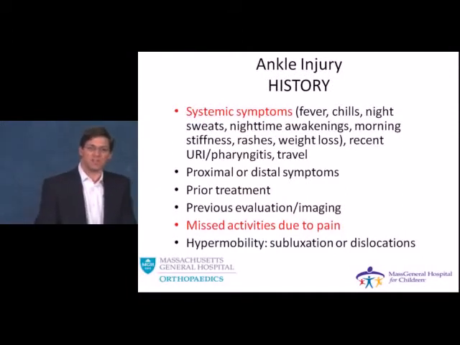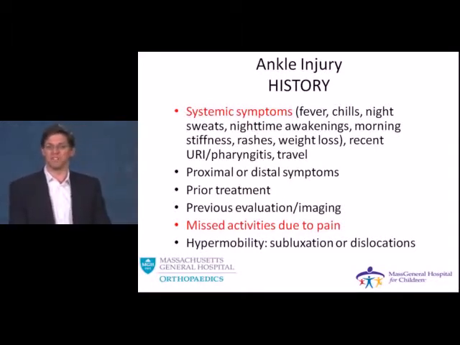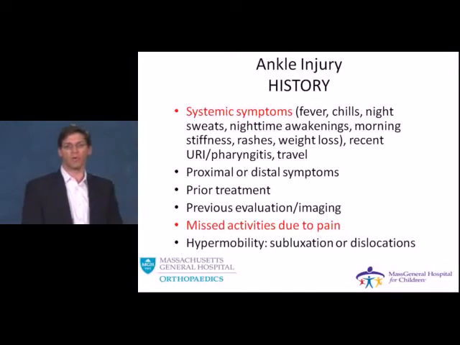In addition, if there is no obvious trauma or trigger, then you might want to delve into whether there are any systemic symptoms, including fevers, chills, night sweats, any nighttime awakenings, and then for rheumatologic, morning stiffness or rashes, or for oncologic considerations, weight loss. In addition, you might want to consider recent URI and pharyngitis for reactive arthritis, or travel history.